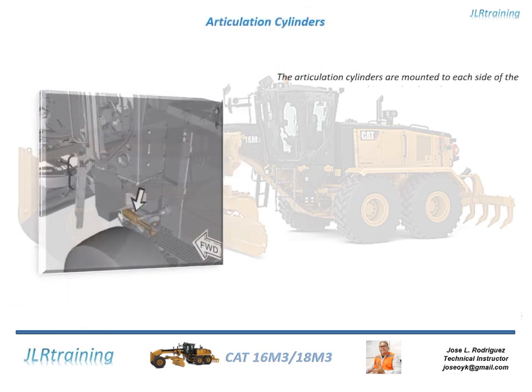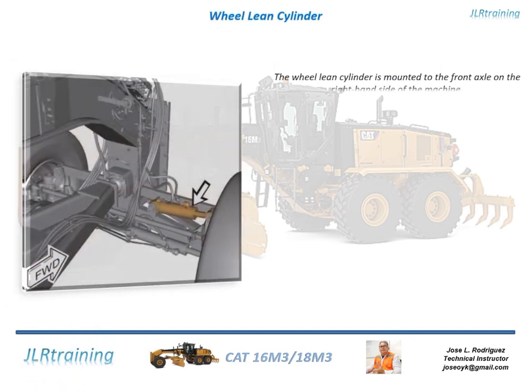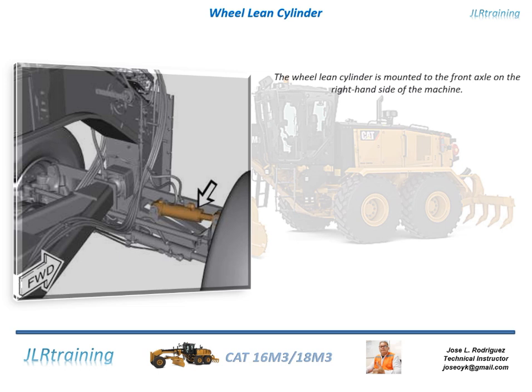Articulation cylinders. The articulation cylinders are mounted to each side of the machine under the cab. Wheel lean cylinder. The wheel lean cylinder is mounted to the front axle on the right-hand side of the machine.